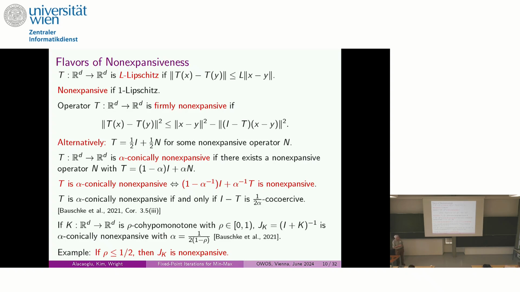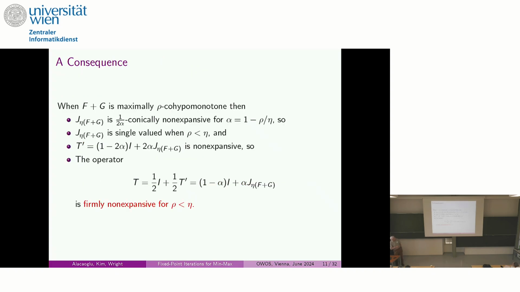Now there are all these relationships. So if T is alpha conically non-expansive, then 1 minus T is 1 over 2 alpha co-coercive, and if K is cohypomonotone with some rho between 0 and 1, then this resolvent and blah blah blah. So you can prove lots of sort of technical relationships between these different concepts. But one we use a lot is that if K satisfies this cohypomonotonicity condition with rho less than 1/2, then JK, the resolvent of K, is non-expansive. Turns out we use that.